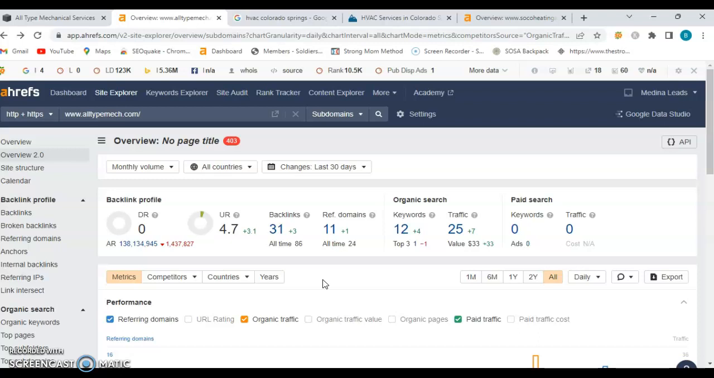Now, not all backlinks are the same. Some are more spammy and some are more authoritative. So you really want to go after the links that are more authoritative and will bring that power to your website. And I'll be able to show you here in just a moment a comparison to another website.